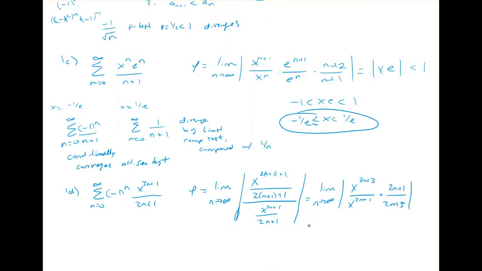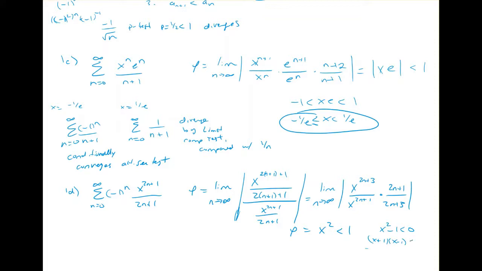What does this turn into? I got rid of the absolute value bars. Why? Because x squared is always positive. So rho is going to be x squared. We want this to be less than 1. We just want x squared to be less than 1. When is x squared going to be less than 1? Technically, you really should do this.